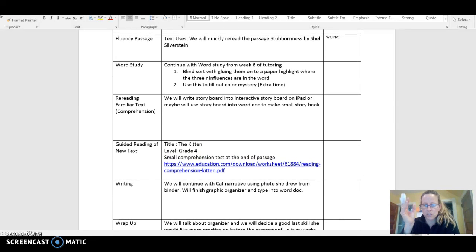So really, I love the story graphics or the storyboard to really help her think about comprehension and the small text that you're using with her. And it sounds like your balance between that and the writing is pretty good.